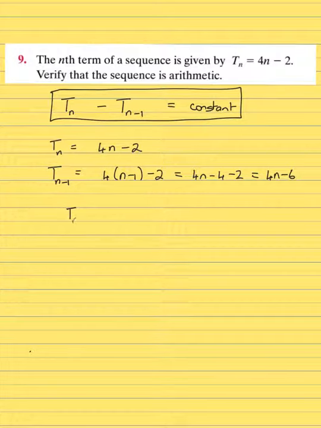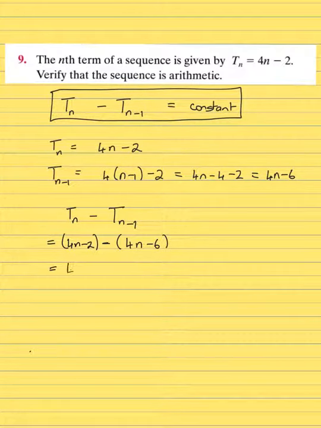We look at Tn minus Tn minus 1, and we'll work that out. Tn is 4n minus 2, and we're going to subtract the previous term, Tn minus 1, which is 4n minus 6, and we work that out. 4n minus 2 minus 4n plus 6 gives us 4n minus 4n is 0, and minus 2 plus 6 gives us 4.